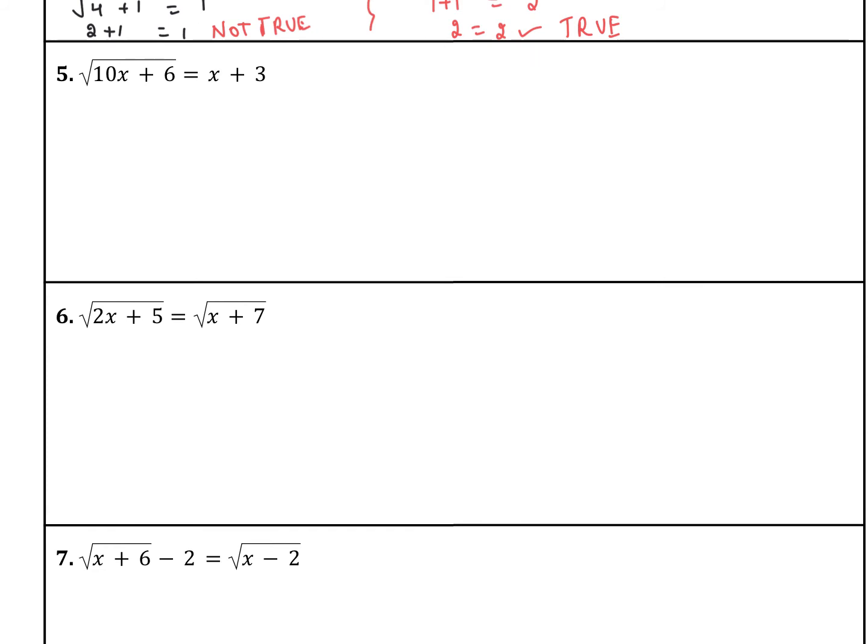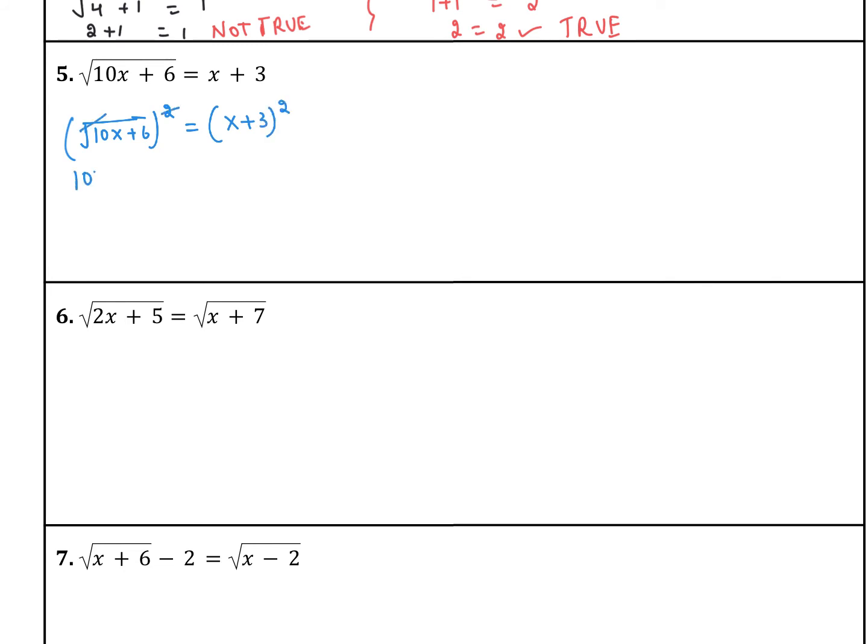For question number 5, you're going to take square on both sides. So first step is always to get the square root by itself. In this one, the square root is already isolated. We are going to remove this square root, so it means that we need to take square on both sides. So we're going to take the square root of 10x plus 6 and square it, and x plus 3 squared. Square and square root cancel.